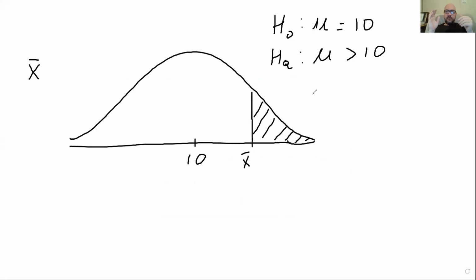So another way of saying what the p-value is: if it's actually the case that mu was 10, and the alternative hypothesis is that mu is greater than 10, what's the probability of getting the statistic that we got, or one that's even further in the direction indicated by the alternative hypothesis? And it's this area. So this area is our p-value. It's right here, p-value.